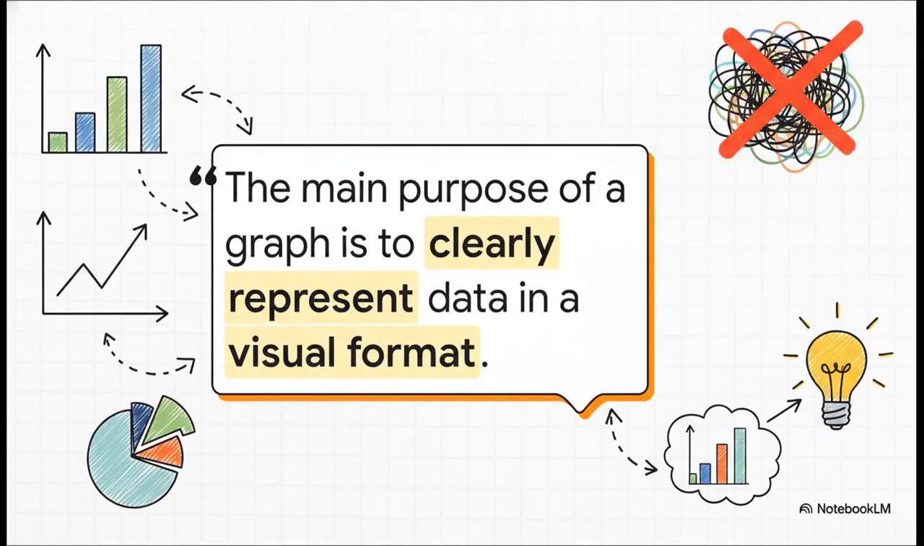And that brings us to the golden rule, the most important takeaway. The entire point of making a graph is to achieve clarity. If a graph is confusing or worse, misleading, it has failed its one and only job. The goal is always, always to make complex information simple and easy to understand.